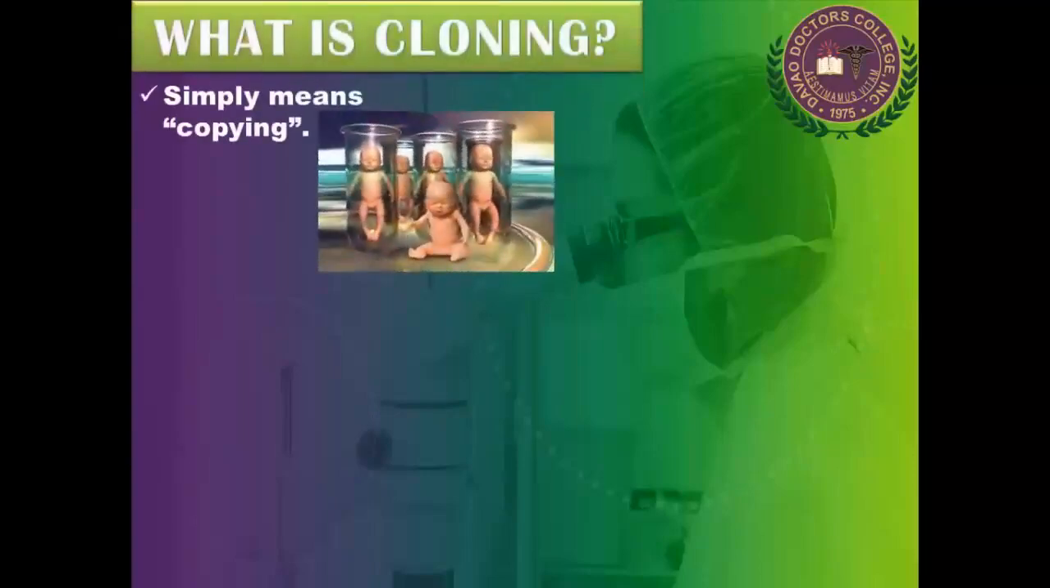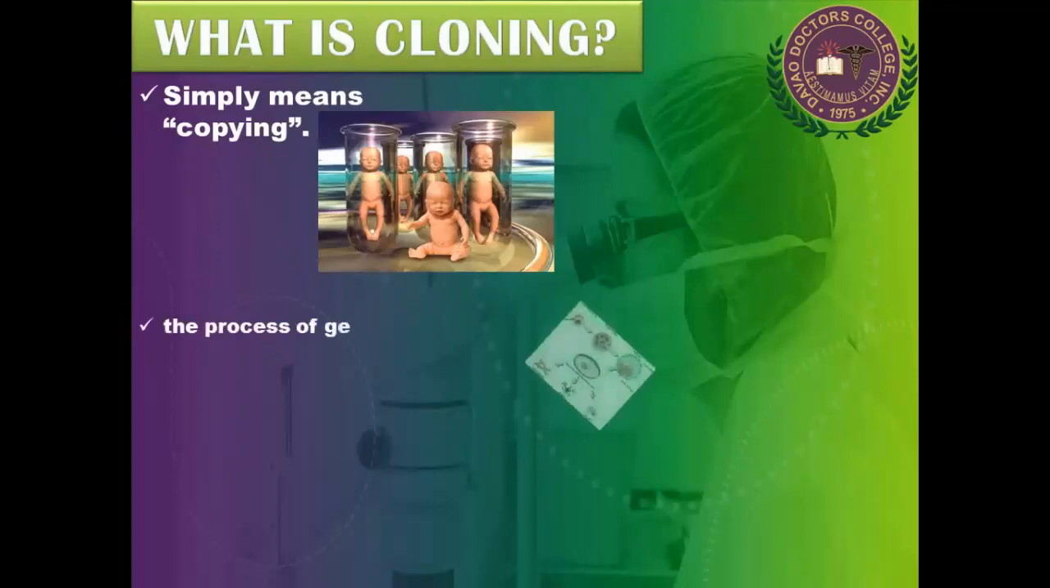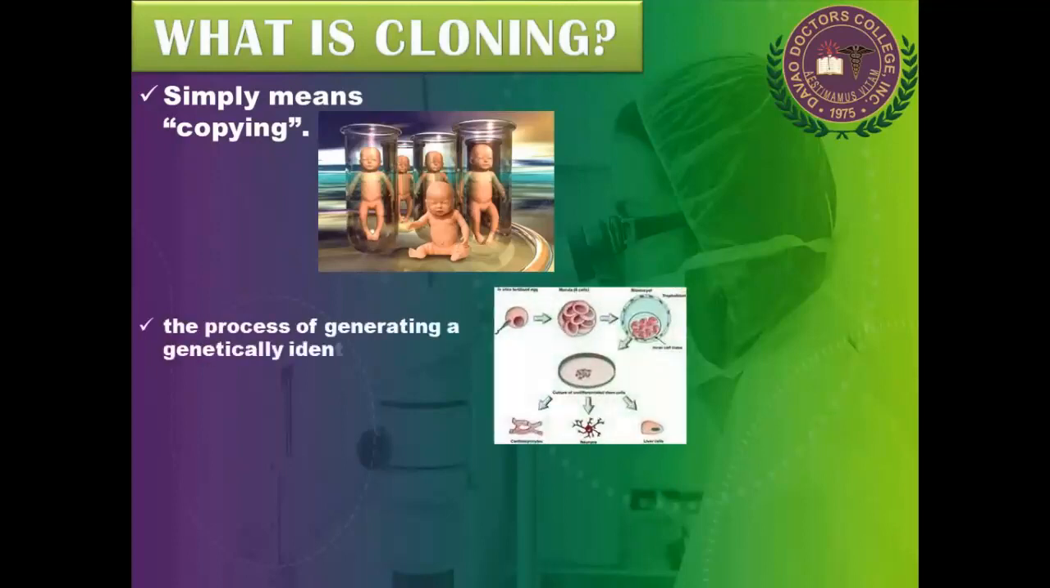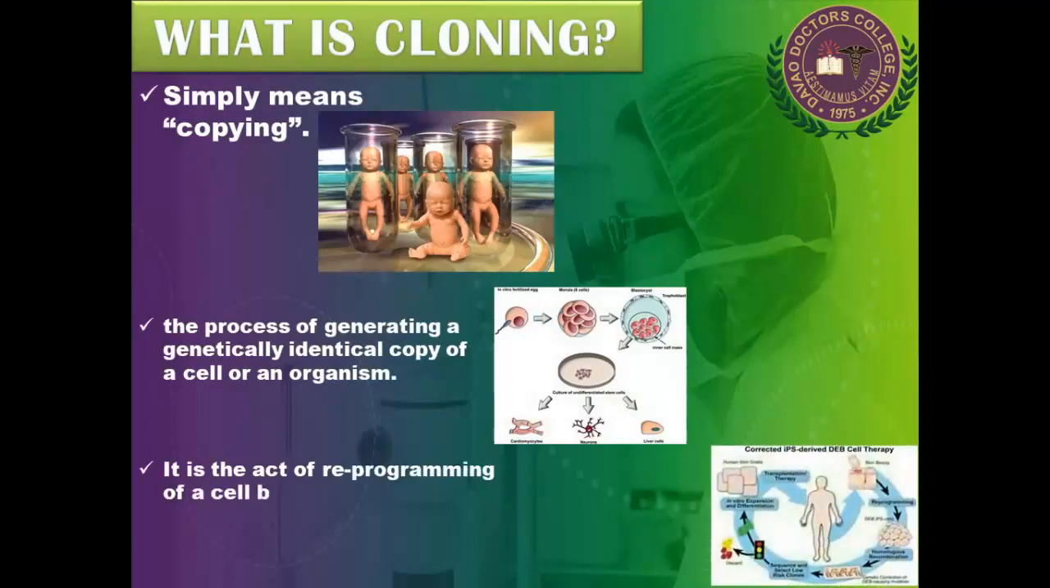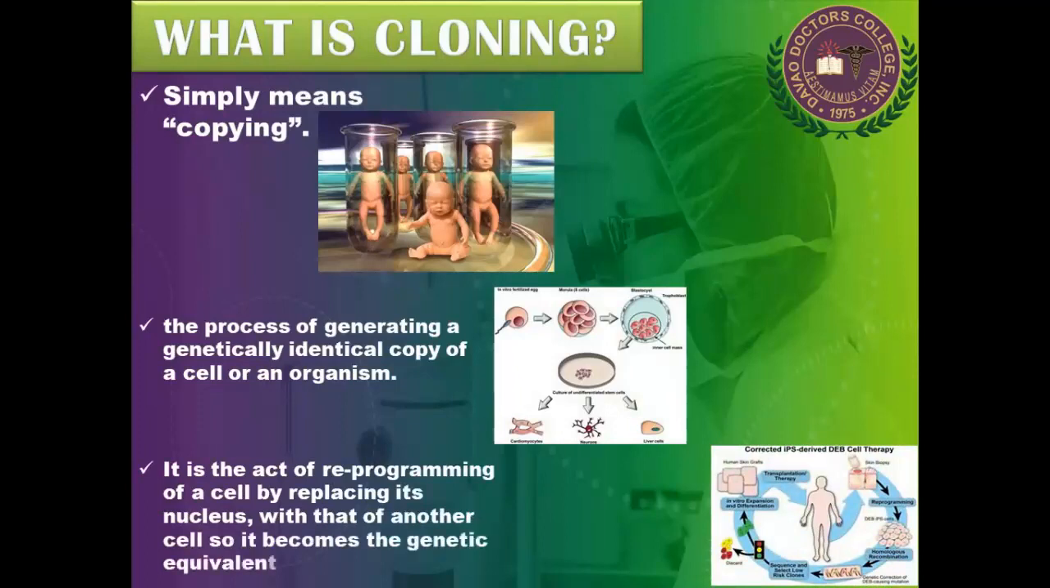The word cloning simply means copying. When people think about cloning, they usually think about complete human beings or animal life. But cloning is also used for purposes other than making exact copies of animals or people. It is a process of generating a genetically identical copy of a cell or an organism. Also, it is the act of reprogramming a cell by replacing its nucleus with that of another cell, so it becomes the genetic equivalent to the original.